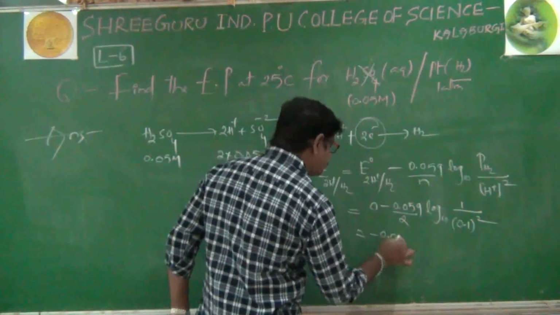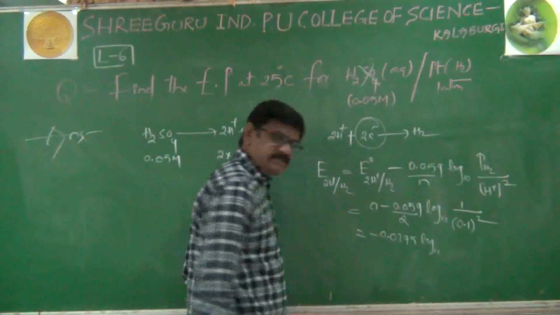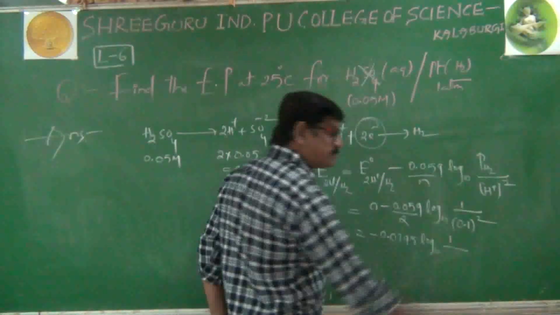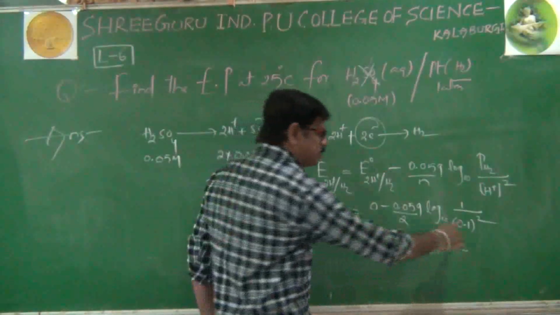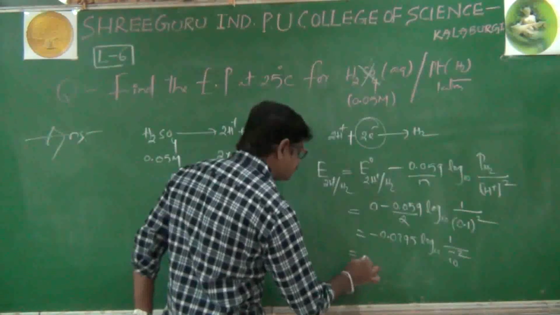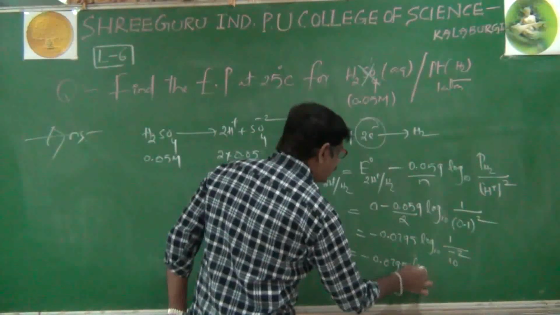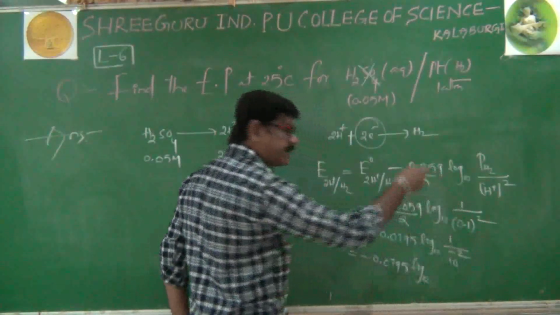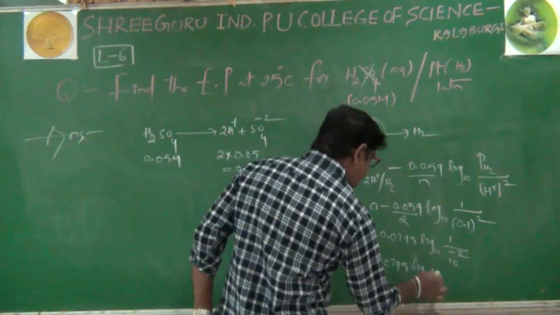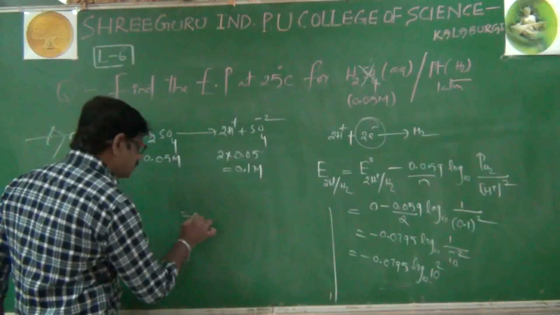Of course minus, if you divide this value you get minus 0.0295 log base 10. Then 1 by 0.1 is nothing but 10 to the power of minus 1. 10 to the power of minus 1 whole square is 10 to the power of minus 2. That is equal to minus 0.0295 log base 10, 10 to the power of minus 2. If you bring it into the numerator, it becomes 10 square.